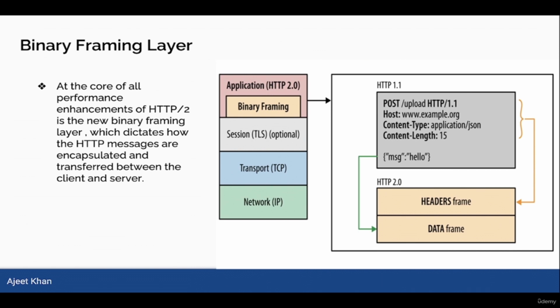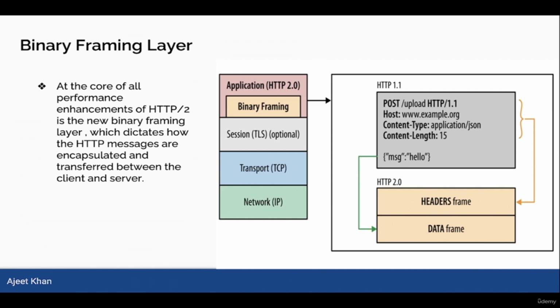Previously it was HTTP1 and this is how it was. For example, a POST request with /upload was using HTTP1, and host and other headers were there, and there was a message. Now in the new framing, the headers frame is separated out and then there is a data frame which contains the message.